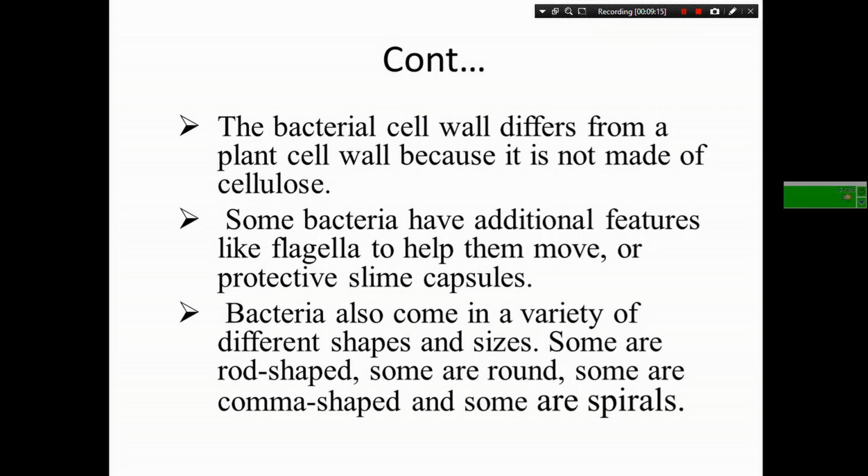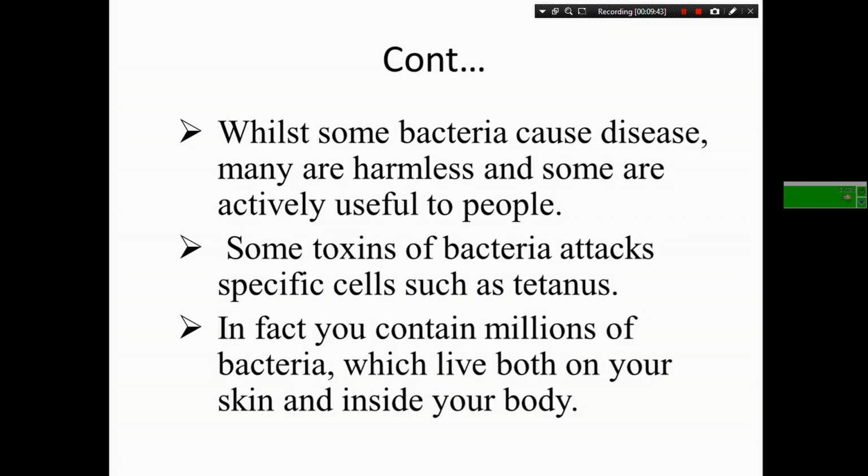Again, bacteria have their own structures. The main variety of structures of bacteria are found. Their body plan is different. So these bacteria have different shapes and sizes. Some are rod-shaped, which are the bacillus type of bacteria. Some are round-shaped or spheres. Some are comma-shaped and some are spirals. So these are the different shapes and sizes of bacteria.